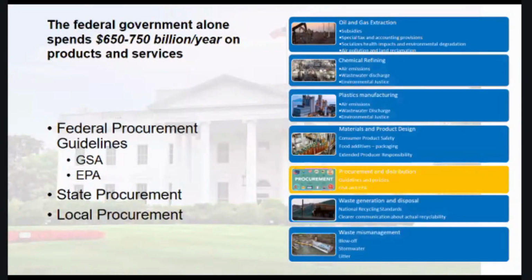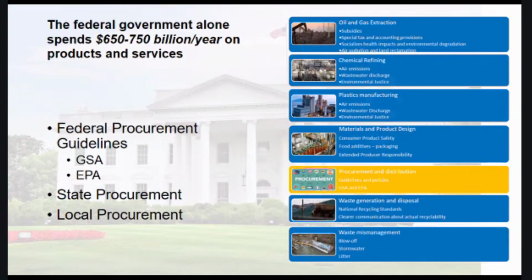Another one, just kind of jumping out of that plastics life cycle structure for a moment, is to think about federal procurement. The federal government is one of the very largest purchasers of different products and services in the country, spending upward of $750 billion a year on those products and services.